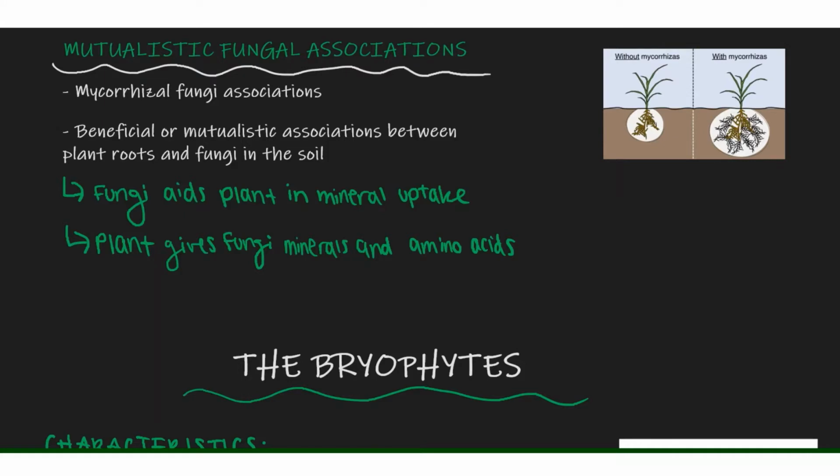So when we talk about mutualistic, it means that both the plant roots and the fungi are benefiting. So the fungi aids the plant in mineral uptake, which is a benefit for the plant roots. And the plant also gives the fungi minerals and amino acids to use, which is a benefit for the fungi.